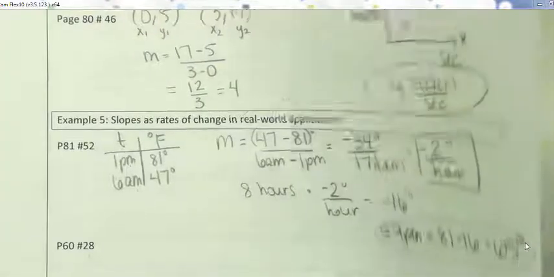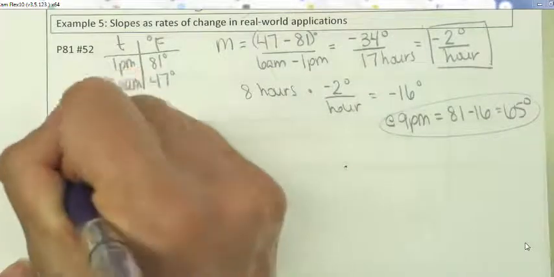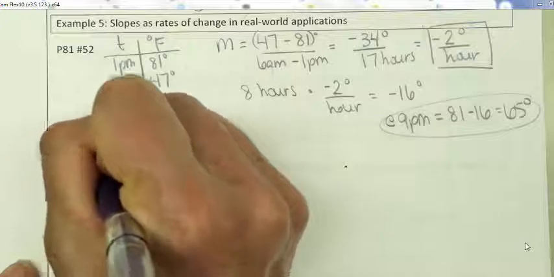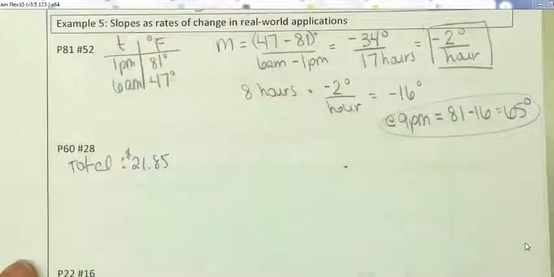Moving on to page 60, number 28, a problem from chapter 1, actually. So this should be pretty familiar for you. While on vacation, you take a taxi, at this day and age, let's say maybe an Uber or a Lyft, from the airport to your hotel, and you spend a total of $21.85 for your taxi.